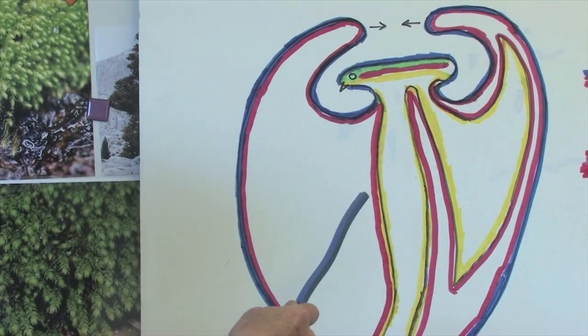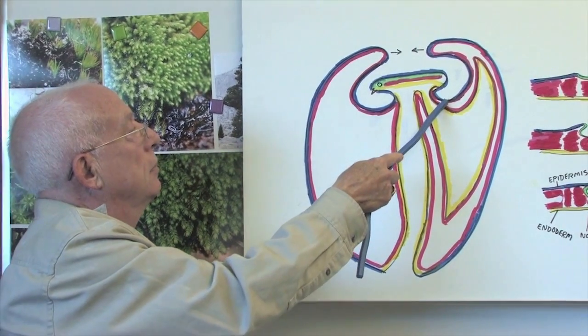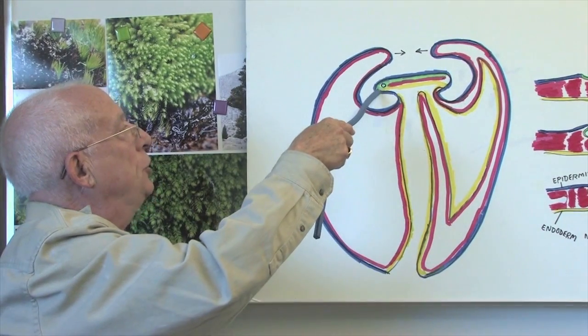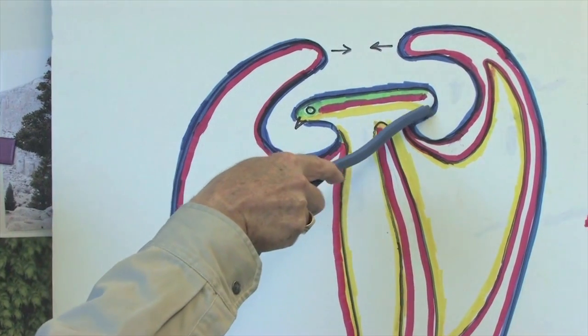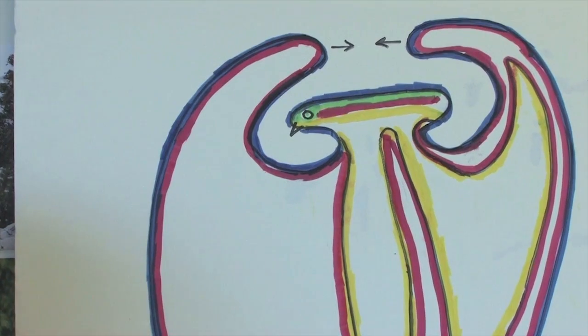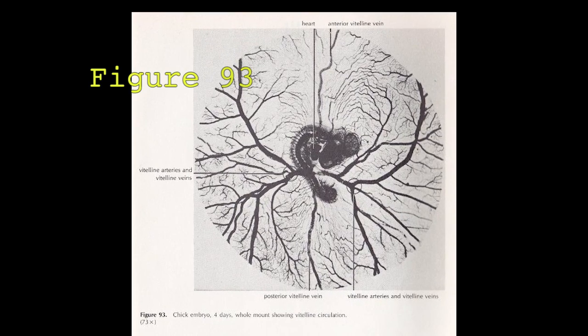But once the chick is basically hatched, this stuff all gets discarded. And then when the chick starts eating and everything goes on, the waste will actually come out through the cloaca, through the anus. Finally, we look at the 4-day chick in this whole mount, showing the extensive circulation that has developed over the yolk.